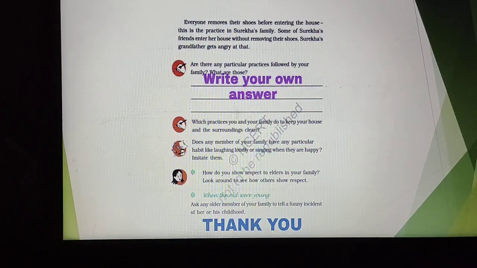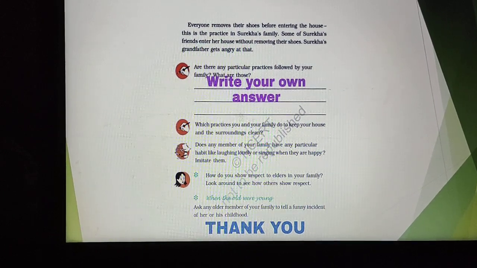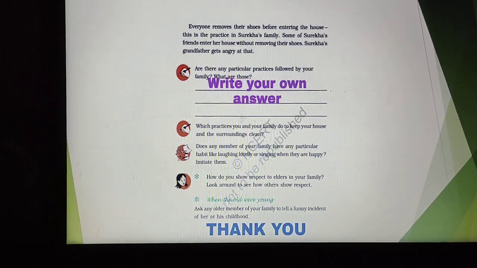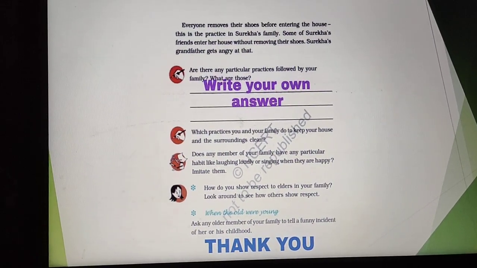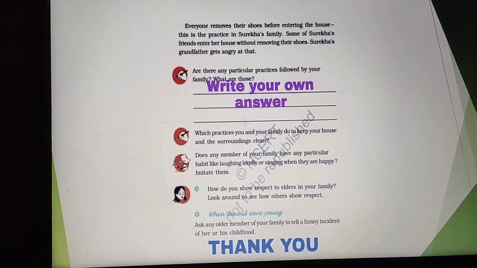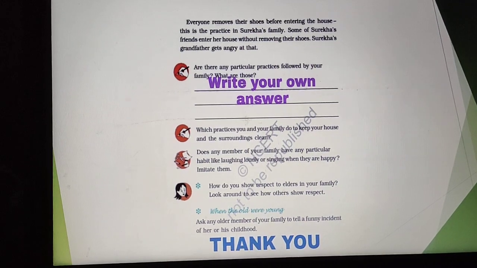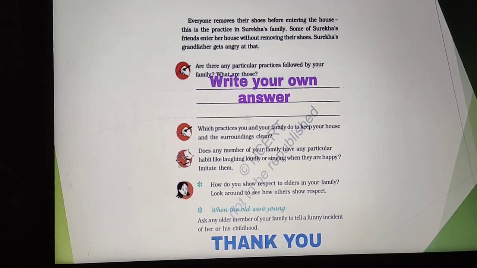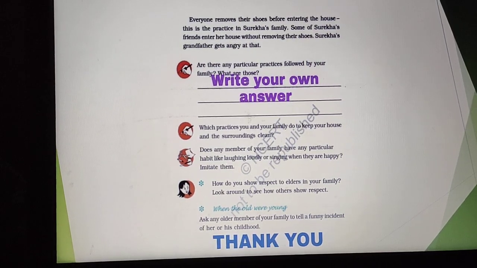So students, here we are for our last page. Everyone removes their shoes before entering their house. So students, they all remove their shoes before entering the house. Whose house did they used to remove them in? In Surekha's house, there was a tradition that before entering the house, they all have to remove their shoes.